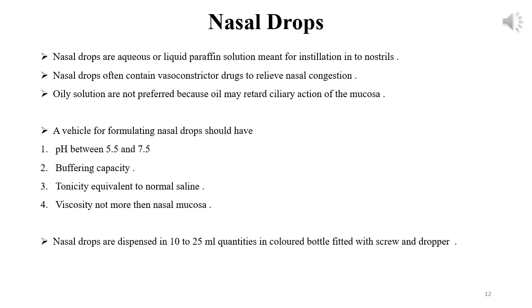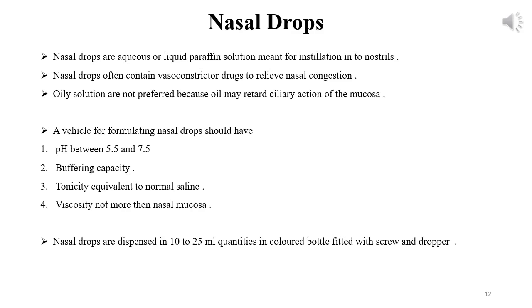Nasal drops often contain vasoconstrictor drugs to relieve nasal congestion. When the nose is blocked or congested, we use a vasoconstrictor drug in nasal drops. That's why we get relief from the nasal congestion problem. Oily solutions are not preferred because oil may retard the ciliary action of the mucosa. Basically, aqueous solutions are used in nasal drops because oily solutions retard ciliary action or cause some problem during application of this type of drops.